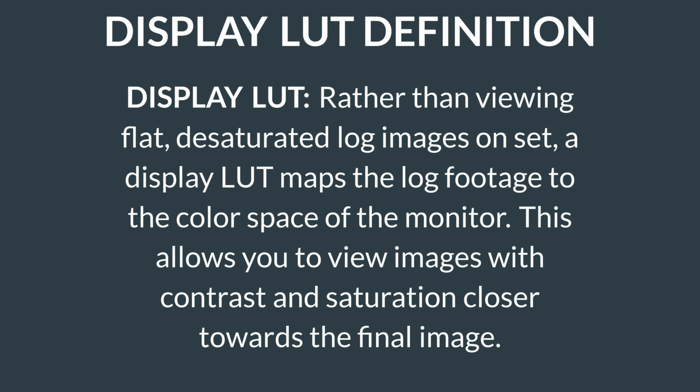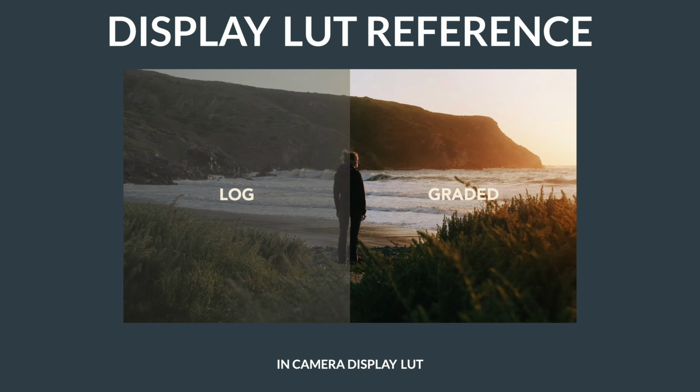Now, let's talk about display LUTs. What is a display LUT? Rather than viewing a flat, desaturated image on the back of your camera screen, a display LUT will map your image to a specific color space. A display LUT will allow you to view your image in real time with saturation and contrast so that you can see what your image may look like in post-production. Here's a reference of what a log and display LUT looks like in comparison. Would you rather look at the flat image on the back of your screen or the graded version?